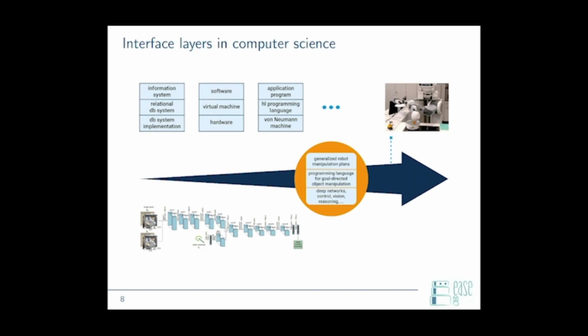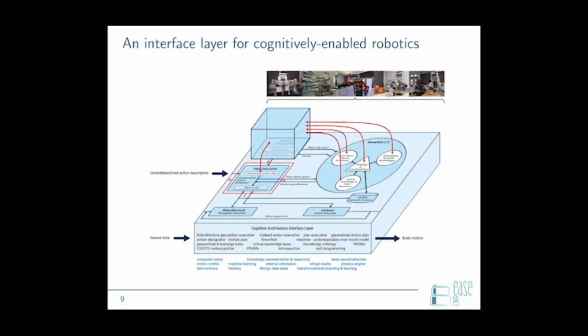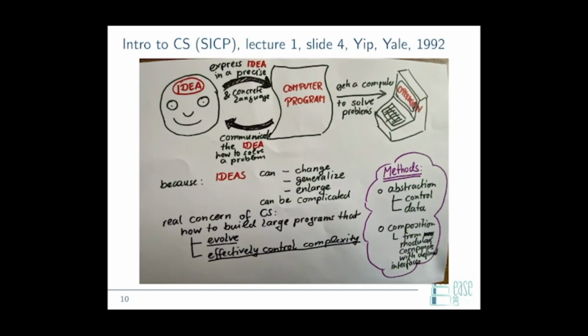And we are basically looking into that, and we are looking at the components of such an interface layer: the perception, the knowledge representation, and reasoning. And we go through that in this fall school. So, but what could be that very important idea that an interface layer for cognition-enabled robotics brings to the game? And from my point of view, I think it's a very old idea.